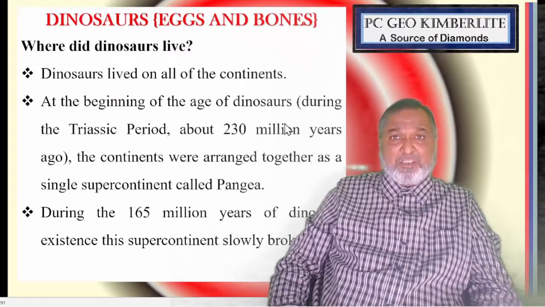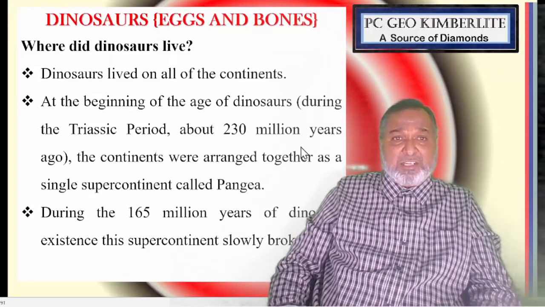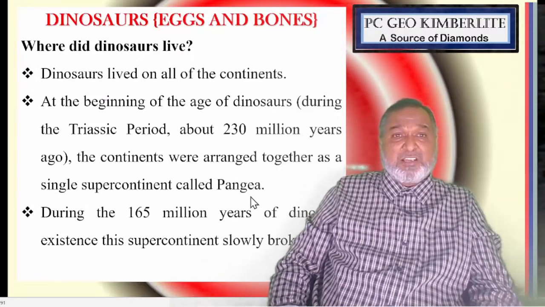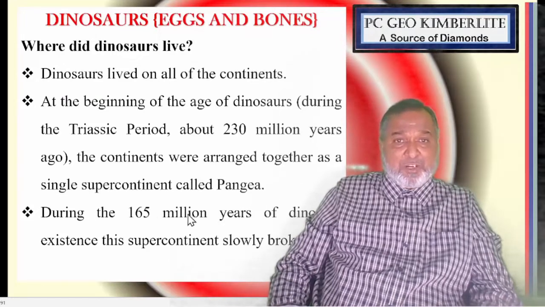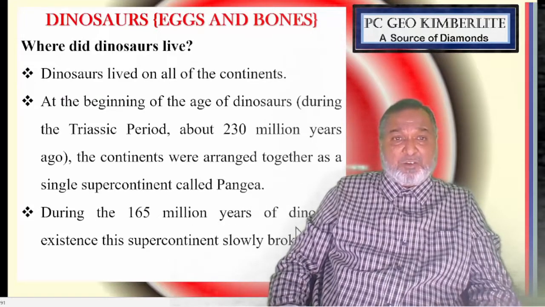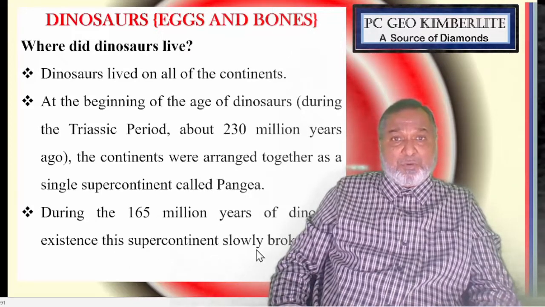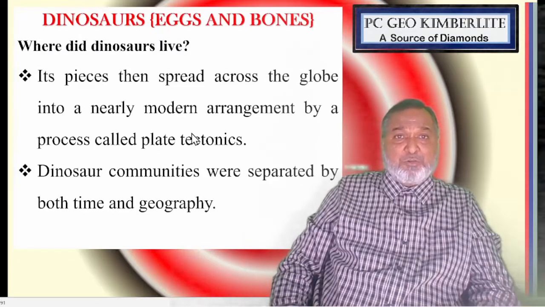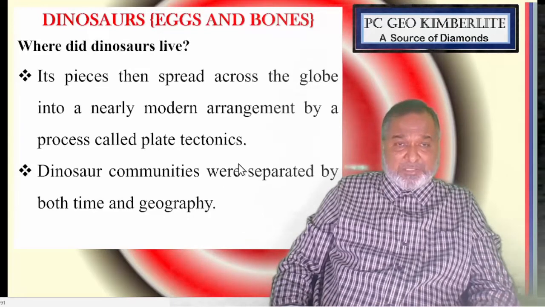At the beginning of the age of the dinosaurs, during the Triassic period about 230 million years ago, the continents were arranged together as a single supercontinent called Pangea. During the 165 million years of dinosaur existence, the supercontinent slowly broke up, and its pieces then spread across the globe into a nearly modern arrangement by a process called plate tectonics.